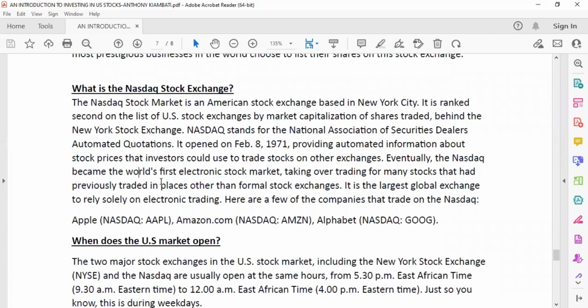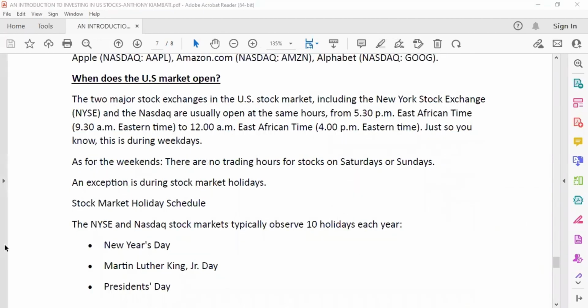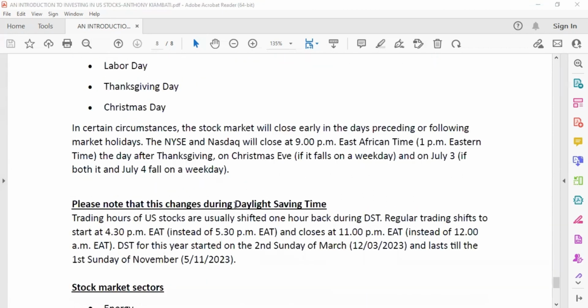Then let's talk about when the two markets open. The two major stock exchanges in the US stock market, the NYSE and the NASDAQ, usually open at the same hour. That's 5:30 p.m. Kenyan time to 12 a.m. Kenyan time. But this is changing right now because we have what we call daylight saving. During daylight saving time, which starts on the second Sunday of March and ends on the first Sunday of November, the times are shifted 1 hour back.